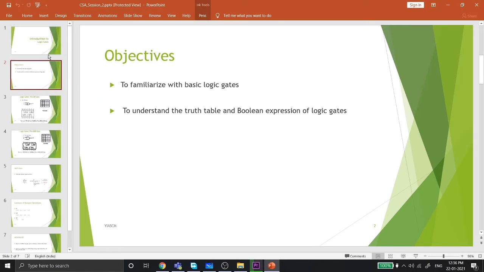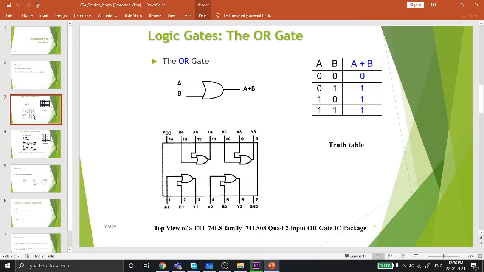So the objectives of this session are to familiarize with logic gates and to understand the truth table and Boolean expression of logic gates. So, logic gates, the OR gate. In digital circuits there are mainly three gates. The most important gates are the AND gate, OR gate, and the NOT gate.